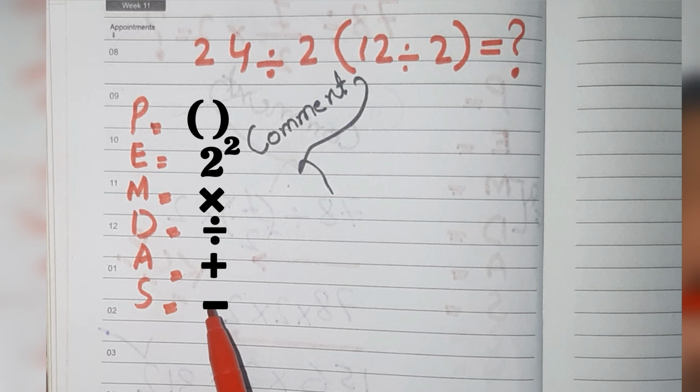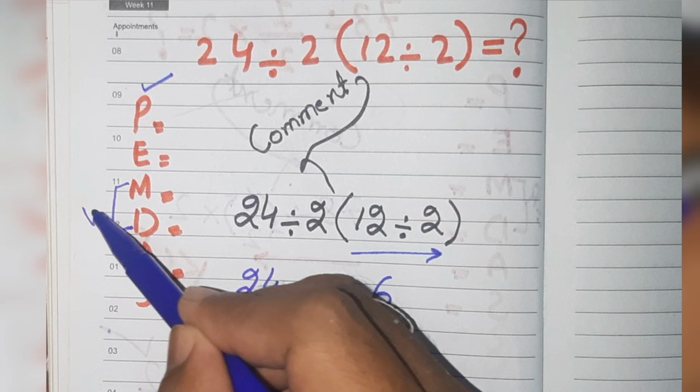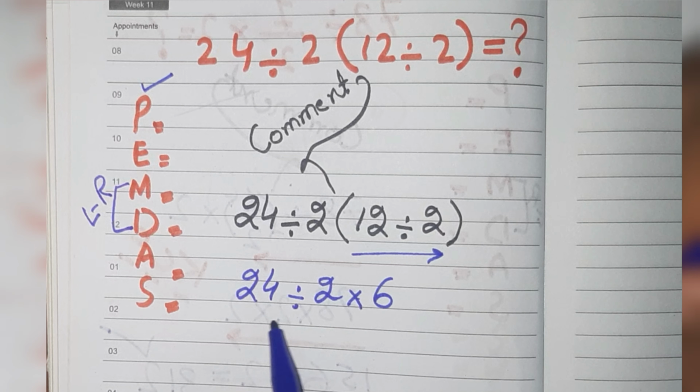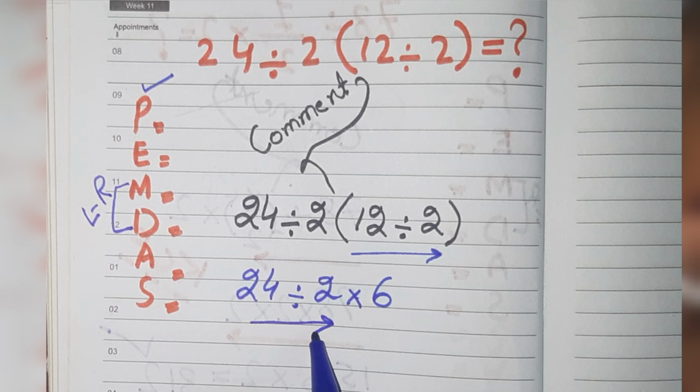Now, we have one division and one multiplication. As I said, the multiplication and division have equal priority, and we have to work from left to right. So here first we have to do this division, then multiplication.